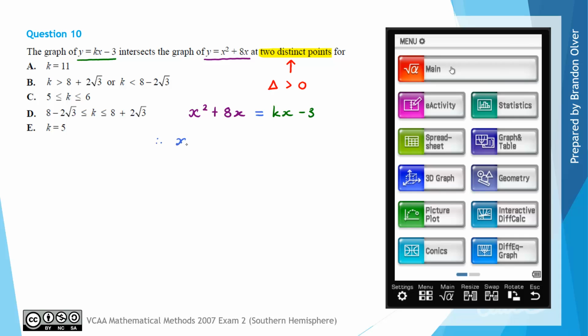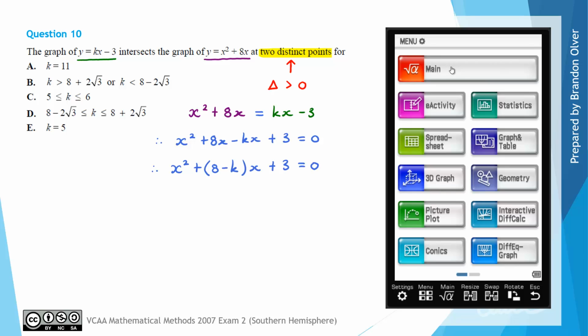So therefore we end up with x squared plus 8x minus kx plus 3 is equal to 0. So we now have the quadratic equal to 0, but it's not yet in standard form where we can identify the coefficients of x squared, x, and the constant, or the values of a, b, and c. So we're going to do one more thing. We're going to have x squared plus, and because there's two terms involving x, we're going to factor out the x, and we'd have 8 subtract k left behind. So 8 subtract k is the coefficient of x, and then we've still got plus 3 equals 0.